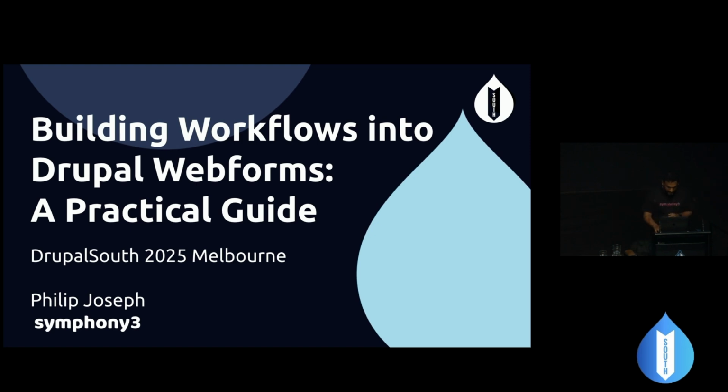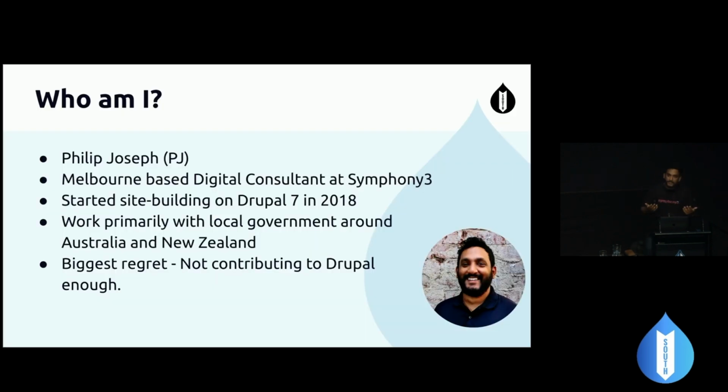Everyone's here. I'm happy to start. My name is Philip Joseph. People call me PJ in the office, mostly because they're lazy. I work at a lovely company called Symphony 3, and I've been working as a digital consultant there since early 2018. My first job in the initial couple of years at Symphony 3 was just lots and lots of site building, so configuring views, content models, content types, web forms, you name it. And I also spent a lot of time configuring an open source CRM called Civi CRM that tightly integrates with Drupal. I'm not sure if any of you have heard of it.